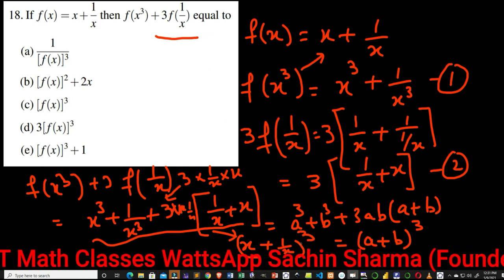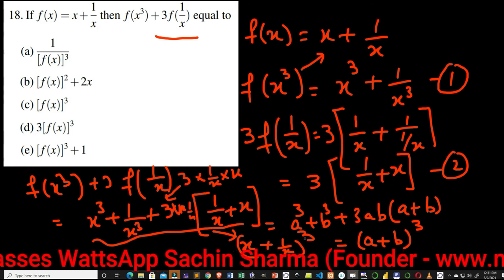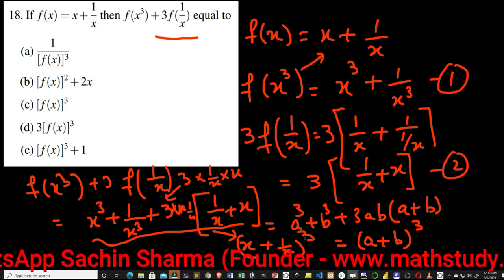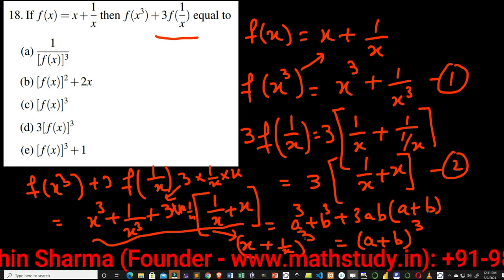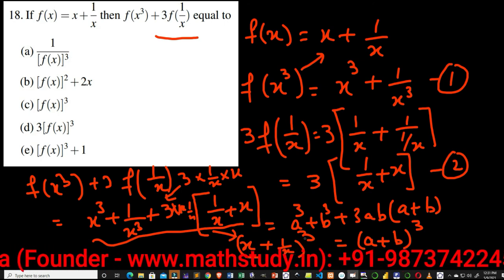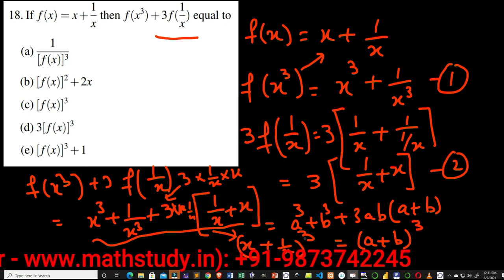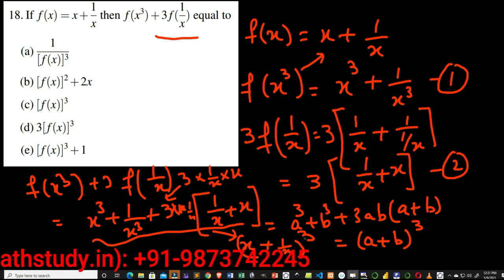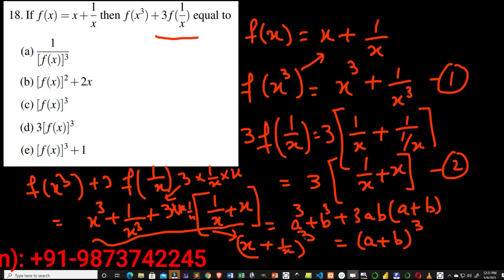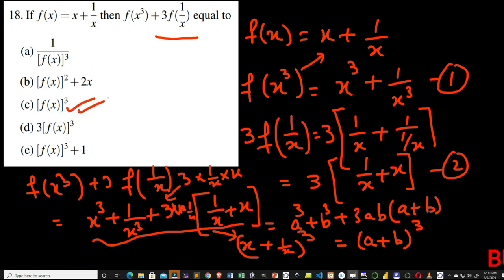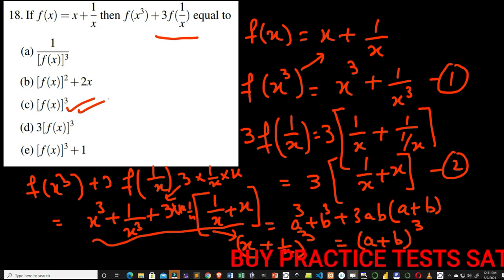So if we now compare it with our question, here it is given f of x whole cube. So what was f of x? F of x was x plus 1 by x. So x plus 1 by x raised to the power 3 is basically nothing but f of x whole cube, right? So our option number C is correct here. So I think you have got your answer now. So that was our question number 18.